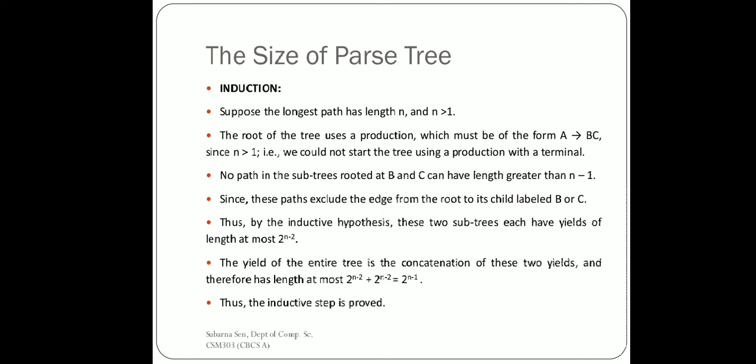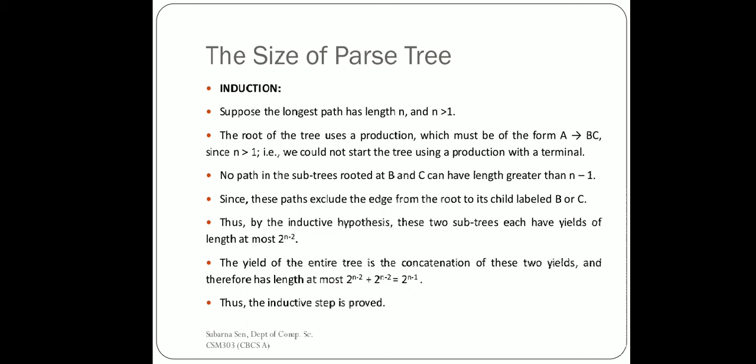And so the root of the tree uses a production which must be in the form of A derives BC, and since n is greater than 1, two types of production rules are allowed here: one variable can derive two variables at a time, or one variable can derive a terminal at a time. So we cannot use the second one, because if one variable is deriving a terminal, then the length of the tree will be restricted to 1 only. So we have to use this one only. So no path in the subtrees rooted at B and C can have length greater than n minus 1, obviously.